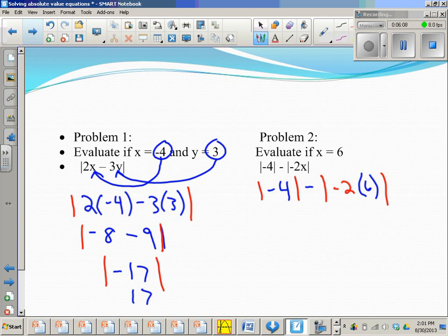Absolute value of negative 4. Since that's negative, the opposite of negative 4 is positive 4. Step 1, we have to simplify first. Negative 2 times 6 is negative 12. And we have another absolute value. What's the absolute value of negative 12? Since the value inside the bars is negative, we are going to take the opposite of negative 12, which is positive 12. 4 minus 12 is negative 8.